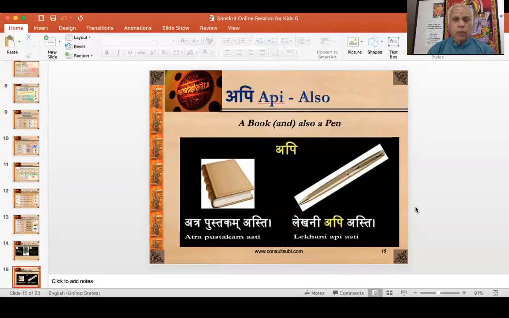There is also another word called api. Api means also. Atra pustakam asti. Then you also say lekhani api asti. There is also a pen. Api is also. Atra pustakam asti, lekhani api asti. So you have a book and also a pen. So that api is a conjunction.